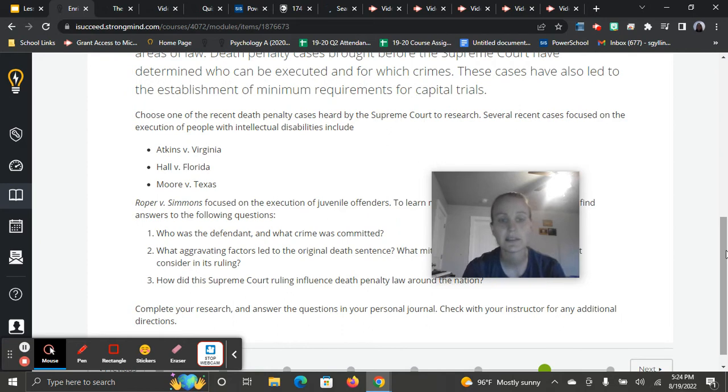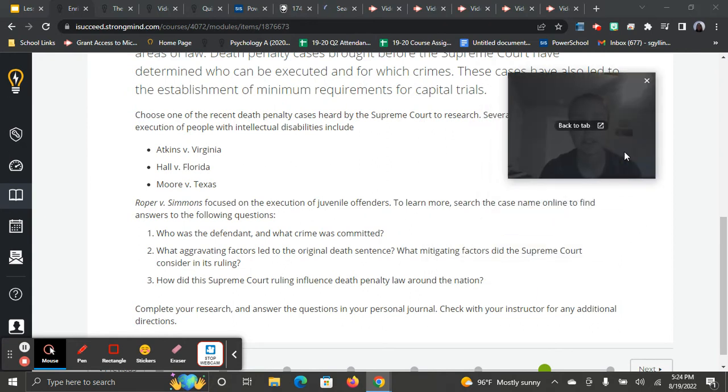Choose one of the recent death penalty cases heard by the Supreme Court to research. Several recent cases focused on the execution of people with intellectual disabilities. These include Atkins versus Virginia, Hall versus Florida, and Moore versus Texas. So you can choose between one of those three, or you could pick this one. This one's Roper versus Simmons, focused on the execution of juvenile offenders.